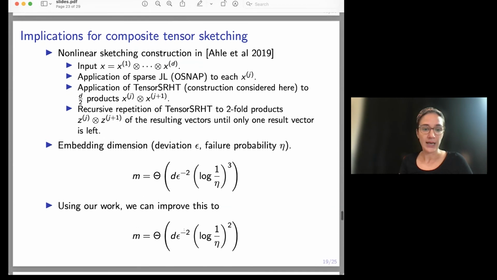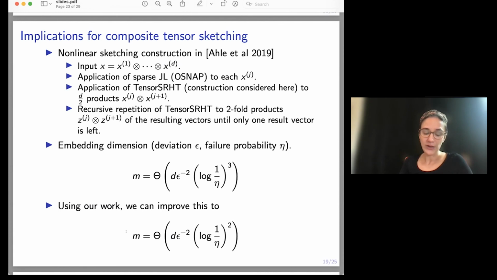And I think this is a mistake. I believe that this becomes a constant depending on D, that can be like constant to the D. So that's perhaps one place where the results can be improved, the dependence on D.